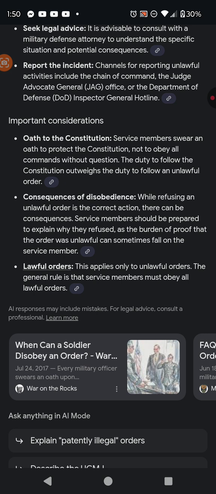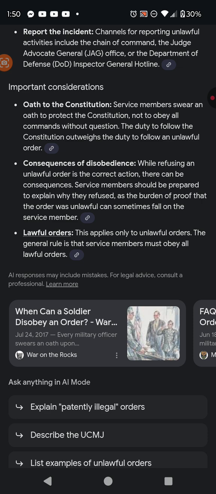Important considerations. Oath to the Constitution. Service members swear an oath to protect the Constitution, not to obey all commands without question. The duty to follow the Constitution outweighs the duty to follow an unlawful order.